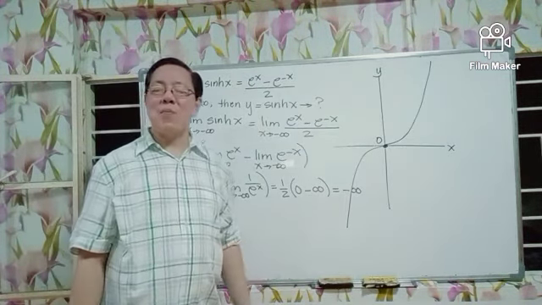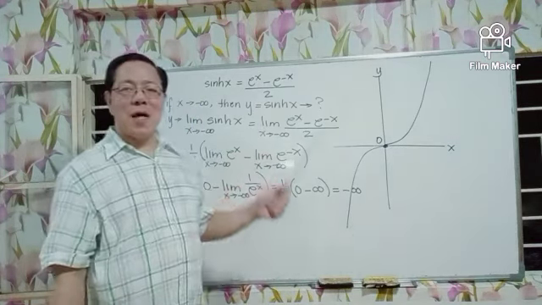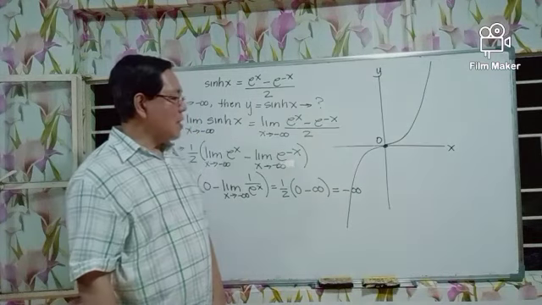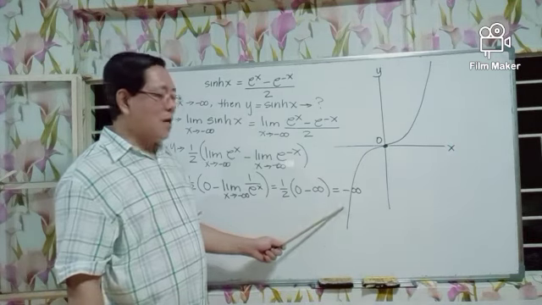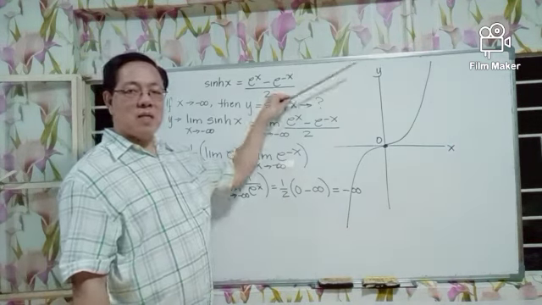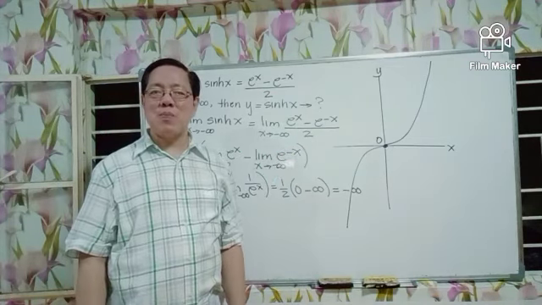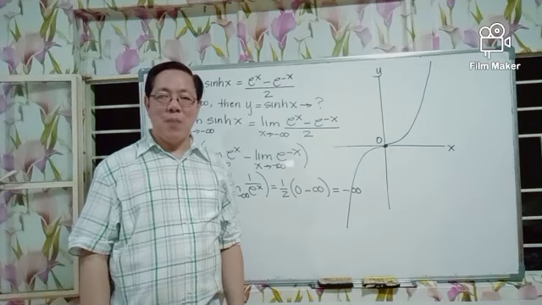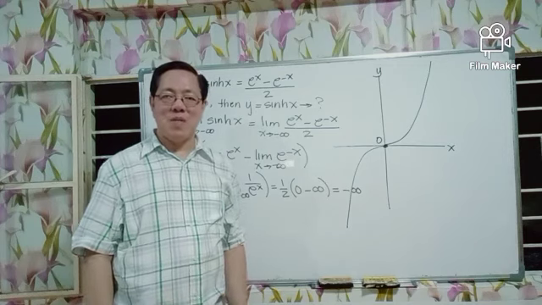And this is now the complete graph of the hyperbolic sine of x, defined by e to the x minus e to the minus x all over 2. And you can see that the range of the hyperbolic sine of x is from negative infinity up to positive infinity, or the open interval negative infinity to positive infinity, or simply, the range of the hyperbolic sine of x is the set of real numbers.